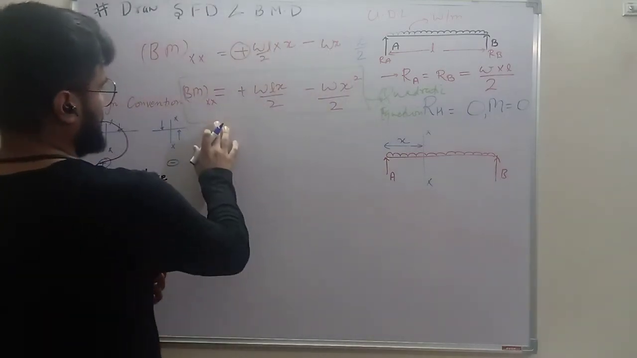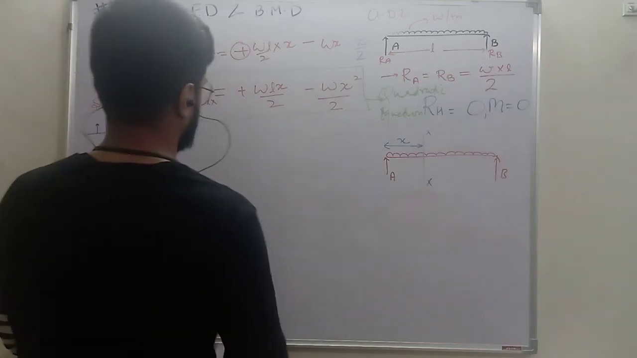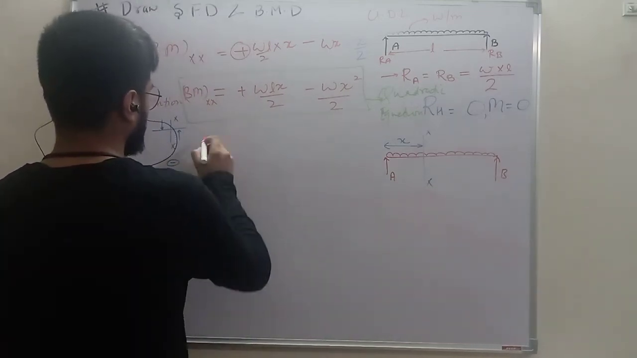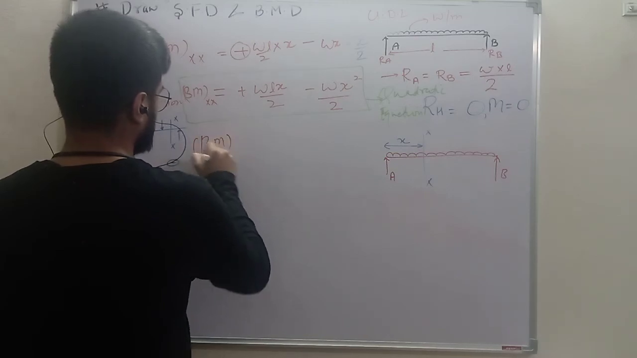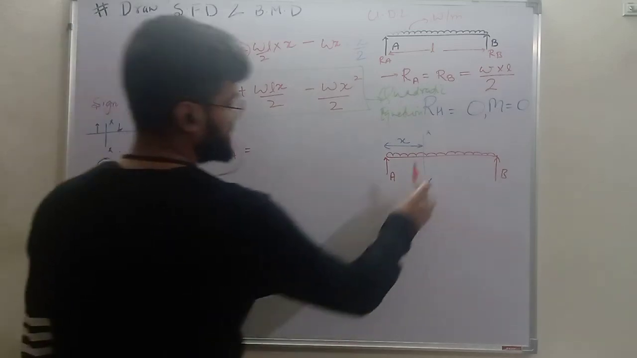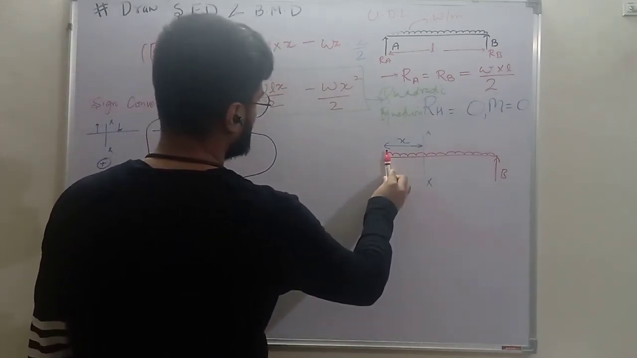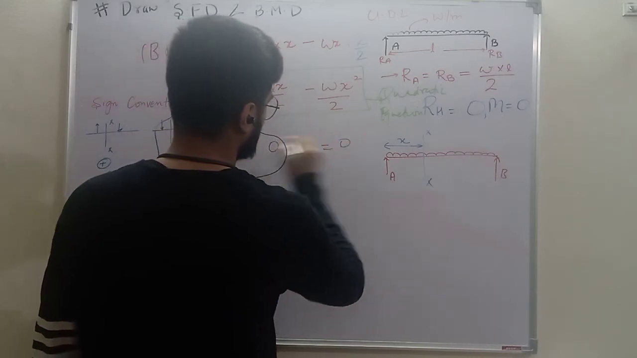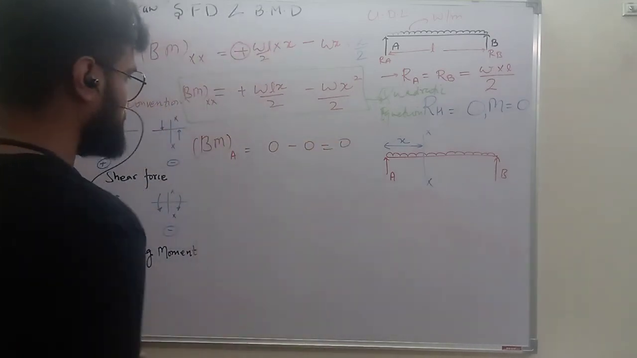Now we will find out the bending moment at different locations. First we will take the bending moment at A. When the section is at A, it means x is equal to 0. When x is equal to 0, the bending moment is 0. At A, the bending moment is 0.